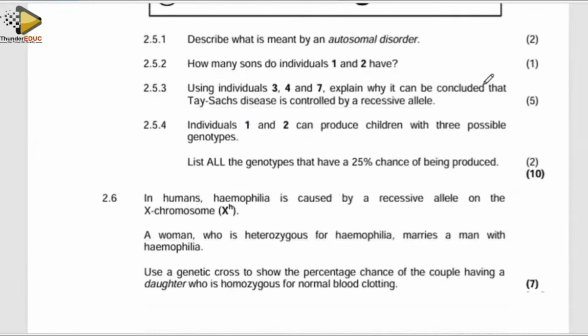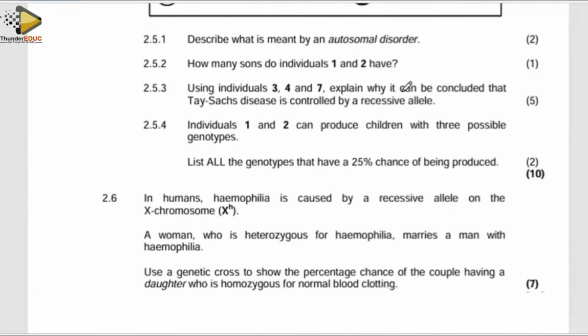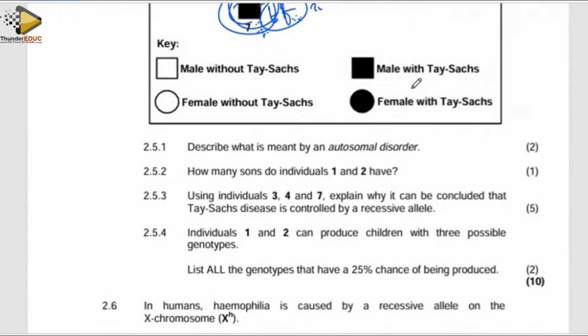Then we go to the next question. We are saying that individuals 1 and 2 can produce children with 3 possible genotypes. Then they're asking you to list all the genotypes that have a 25% chance of being produced. List all that have a 25% chance, for individuals 3 and 4.